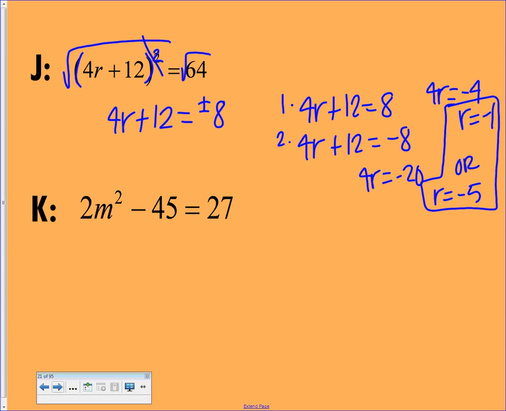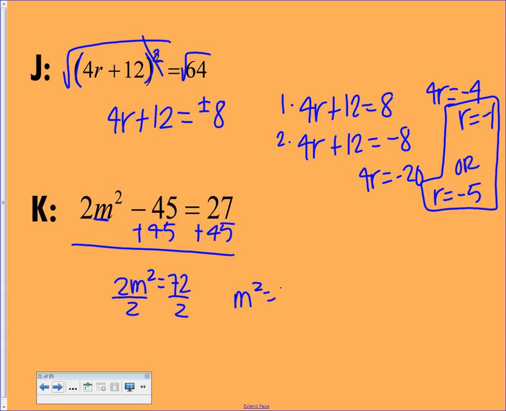My second one, K, I can't just square root it because I don't have the parentheses. So you're really going to have to pay attention to detail here and see what the problem's asking you. I don't have parentheses, so I can't square root it first. But let me see if I can get this by itself. So I should be able to add 45 to each side. So I've got 2m squared to equal 72. Then this looks like one from earlier, so now I can divide by 2. So I've got m squared equal 36. Now that it's by itself, I can square root it. So plus or minus 6. So that works out really nice.